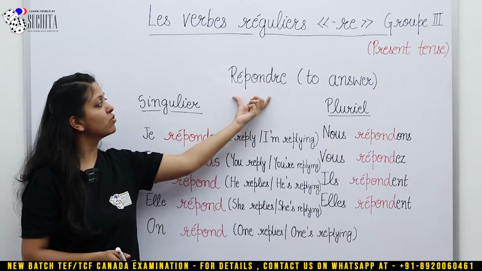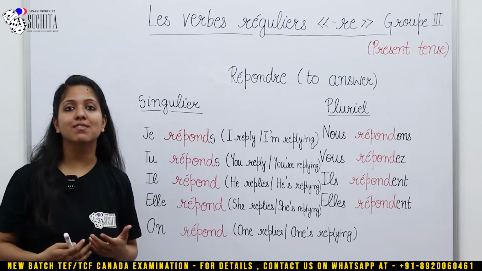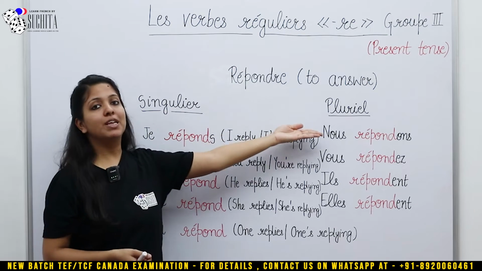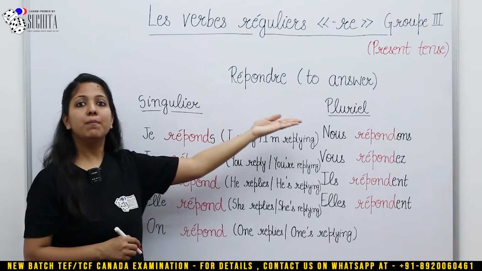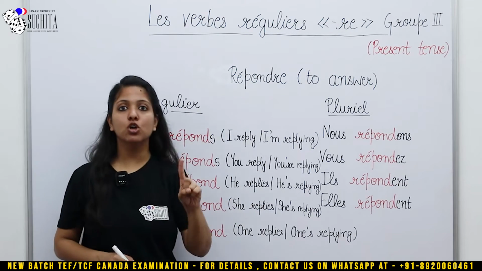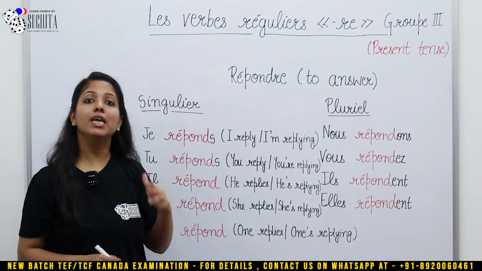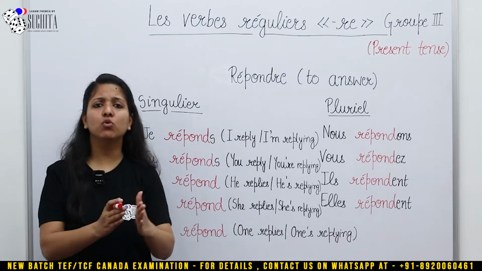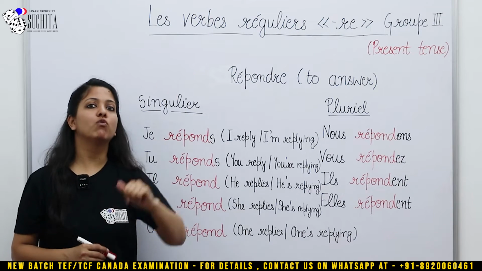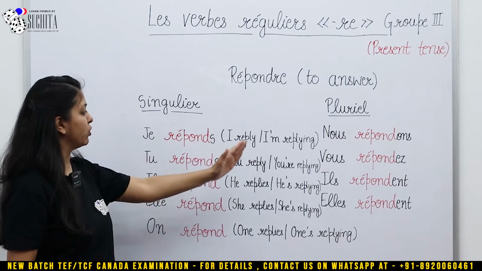Okay, now let's learn how to conjugate the RE verbs. Let's look at the first verb, which is the verb répondre, which means to answer, to reply. We have divided the table into 2 parts, singulier et pluriel. Now, we'll write all the subjects, that is je, tu, il, elle, on, nous, vous, ils and elles.